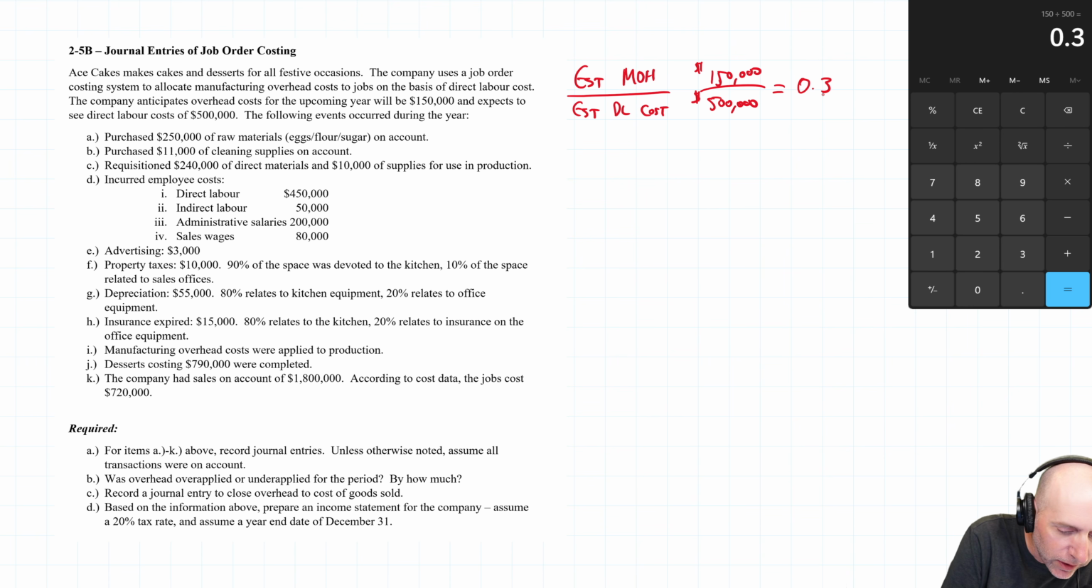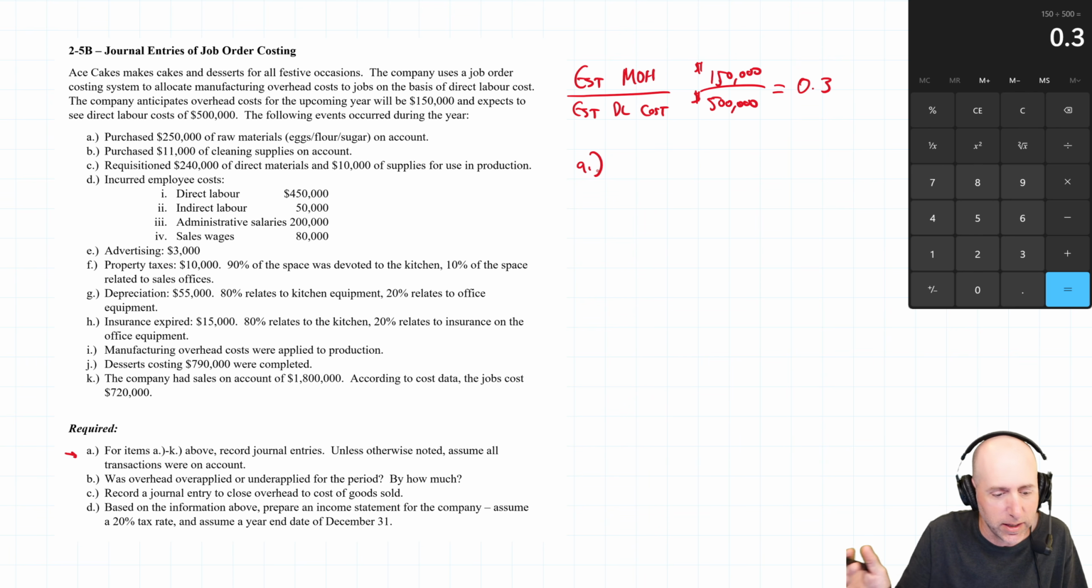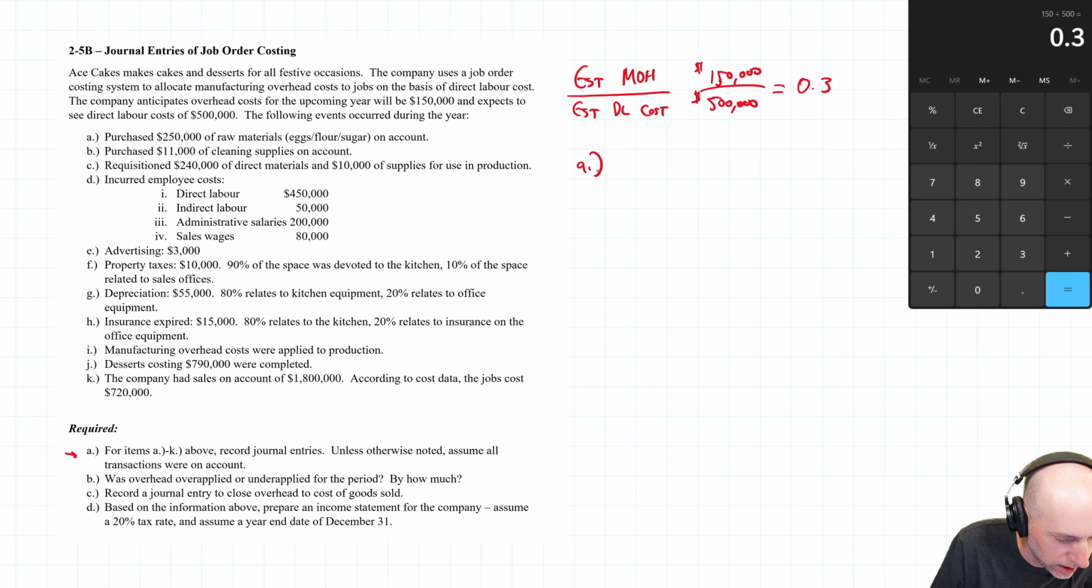The following events occurred during the year, A through K, and first we're going to do journal entries for A through K. So let's get going and do journal entries for all of those items. If you're shaky on journal entries, search my name, Tony Bell, Journal Entry Bootcamp. I think it'll be helpful to you, but let's jump into it.